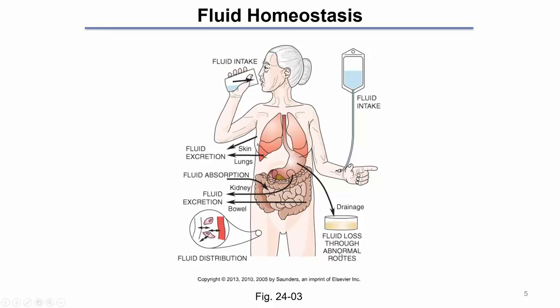There's also fluid loss through abdominal routes, which we won't talk about, but any sort of drain that's placed, especially in the abdominal cavity, will enable loss of peritoneal fluid, etc. And so that's the losses. We'll look at the losses and the intake in more detail, but essentially fluid intake has to equal fluid loss in order to maintain homeostasis.